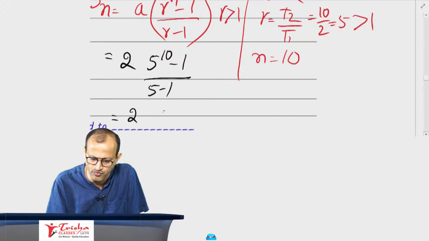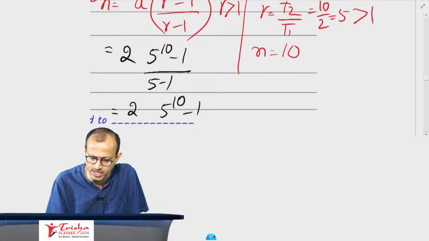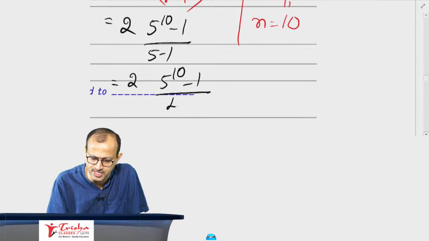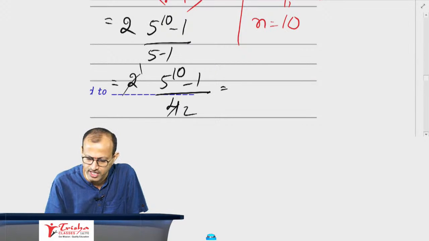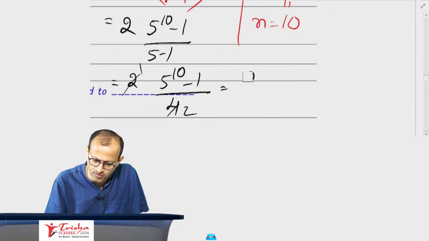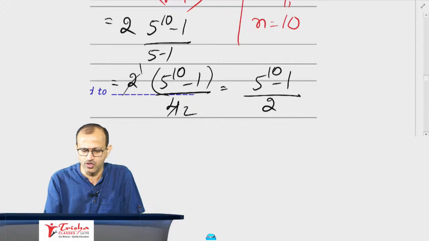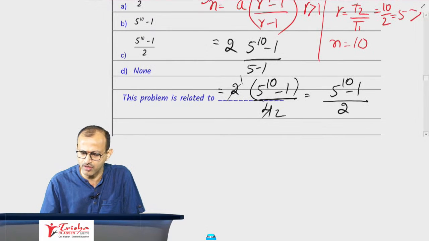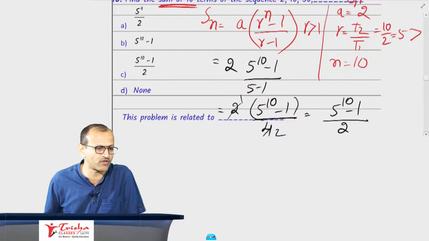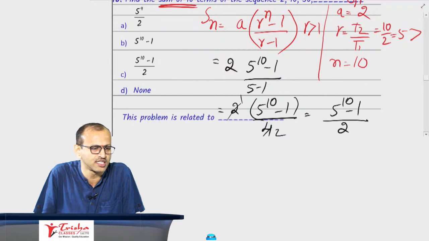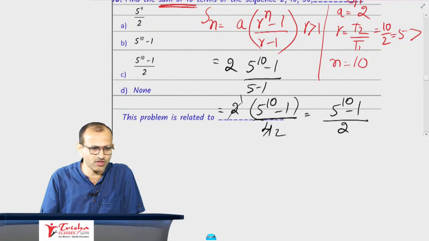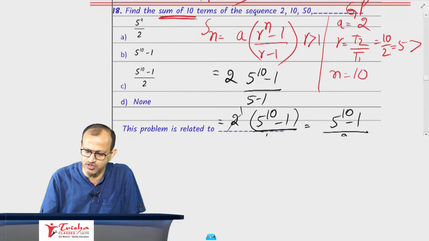Finally, 2 into 5 to the power 10 minus 1 by 5 minus 1, which is 4. 2 ones are 2, 2 twos are 4. Finally, it comes down to 5 to the power 10 minus 1 by 2. You can simplify and work it out, but by looking at your options, you can make out the right answer choice. That much big number is not required. No need to solve the full answer.